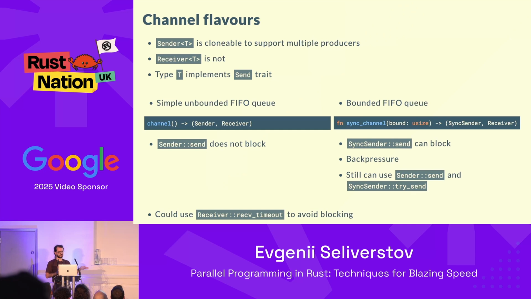So first of all, we have an unbounded queue. It seems it doesn't block. With a bounded queue, it's a different approach. It allows us to have back pressure, so we can utilize it in our business logic. So we don't need to throw a lot of messages and just allow the receiver to cope with it. We can use the try methods and timeout methods for that. Yeah. So type T usually, no, it's not usually, it must implement Send because the data is sent between threads.